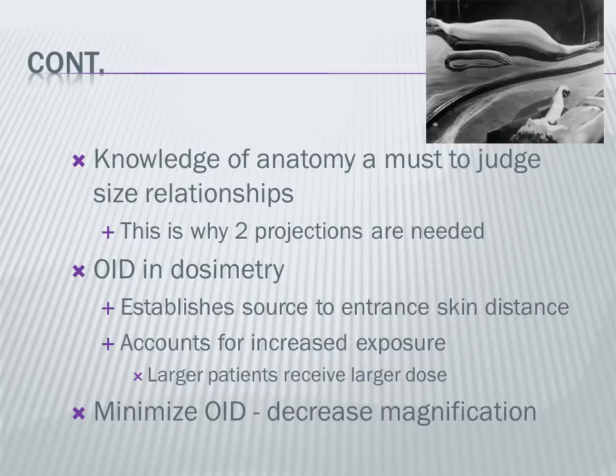Knowledge of anatomy is a must to judge size relationships. OID varies with position and part size. So this is why two projections are always needed, 90 degrees from each other. So we always have an AP and lateral because it is hard to judge size relationships. OID is in dosimetry; it establishes source to skin distance and accounts for increased exposure. Larger patients receive greater dose because skin dose is more, making the SOD less. Again, they're just closer to the tube. Minimize OID, you decrease magnification.